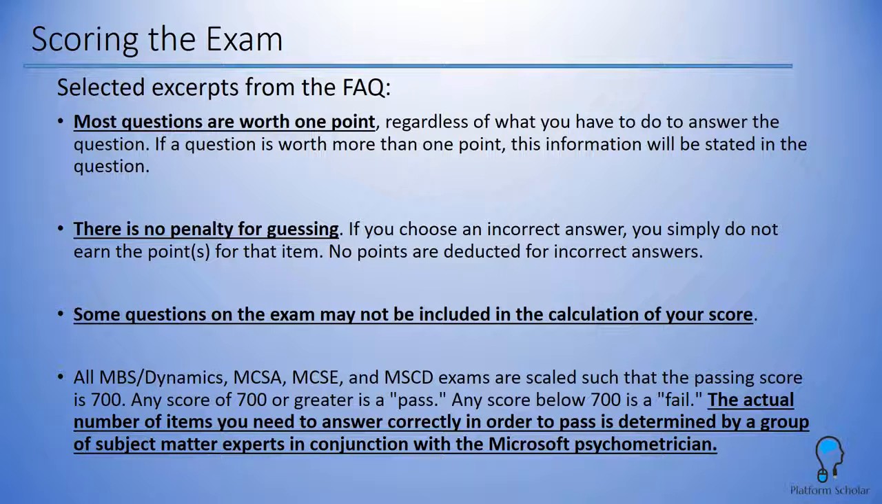As you can see, they do tell us that the actual number of items that you need to answer correctly in order to pass is determined by a group of subject matter experts in conjunction with the Microsoft psychometricians. I don't know what that means, but I will say that it seems like a score of 70% or higher on all sections should give you a passing grade. But again, each exam could be scored differently. I have heard, however, that if you do too poorly on a particular section, you may fail regardless of your overall score, but I have no way of actually knowing if that's true or not. If you have any information regarding scoring of Microsoft exams, please leave a comment in the discussion area.